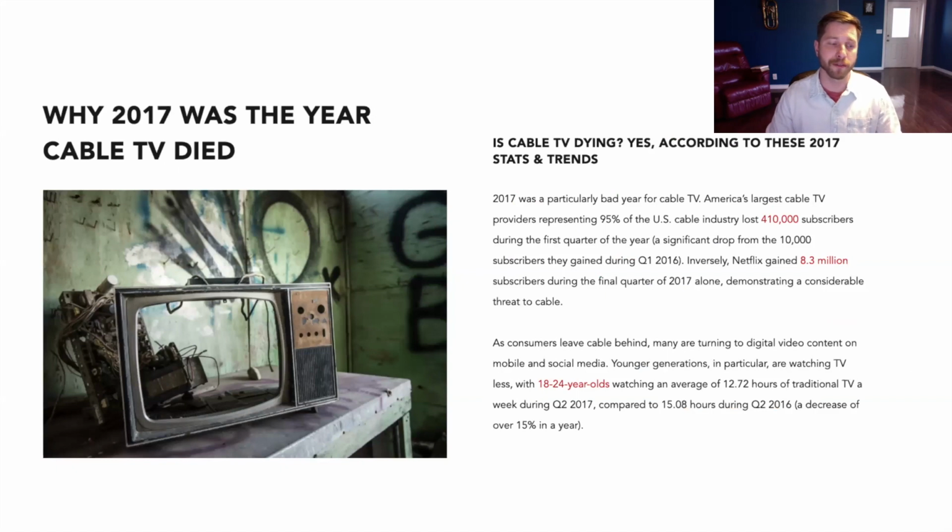And today when it comes to cable TV, most people really are not watching live TV anymore, and more people are using on-demand services. They may be using the cable service, but it's not necessarily for TV, it's more for broadband internet. And you can see here in 2017, there was a report that said 95% of the US cable industry lost 410,000 subscribers during the first quarter, and inversely, Netflix gained 8.3 million subscribers. So a lot of these subscribers are slowly moving from the traditional cable method into more on-demand services and internet streaming.